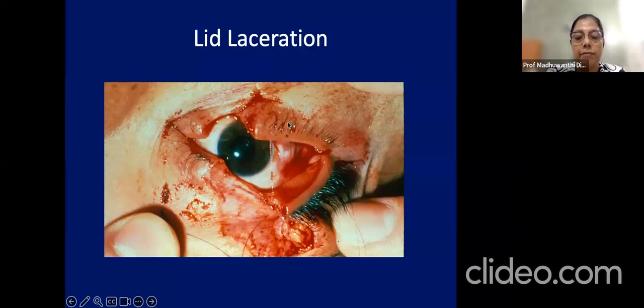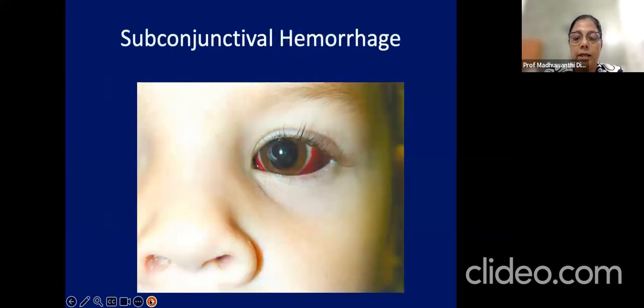Also remember, if the lid is involved like here, always you have to explore and see whether the globe underneath this area is penetrated, or whether there is any globe rupture or any damage to the sclera there. Okay, right. Okay, next picture will show you what is this condition.